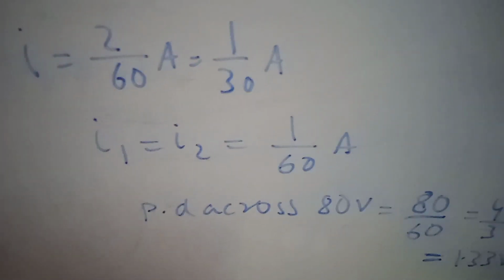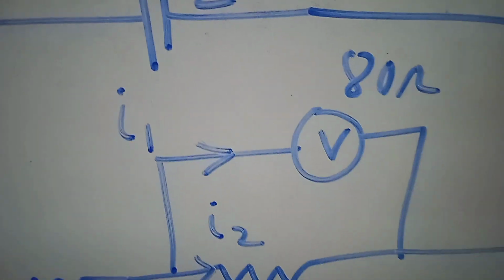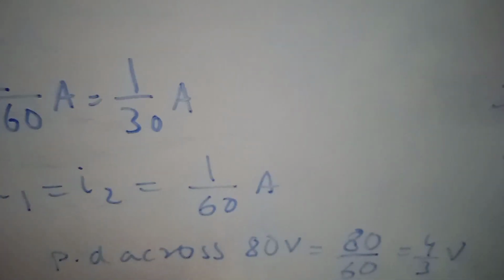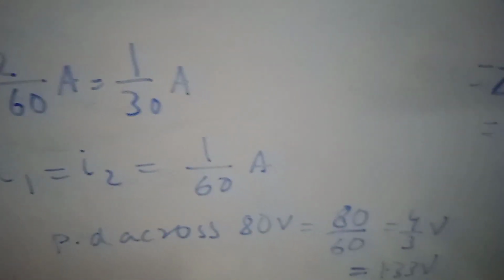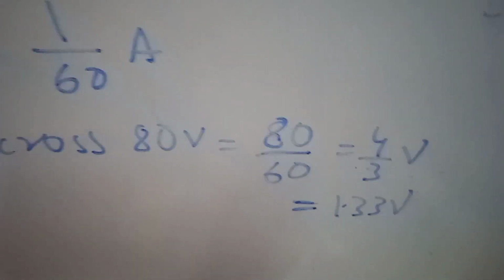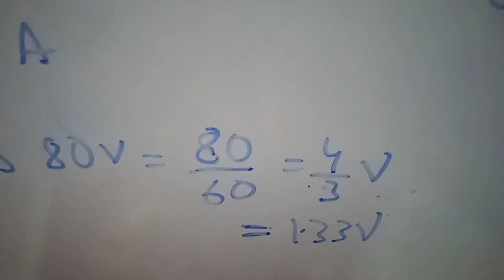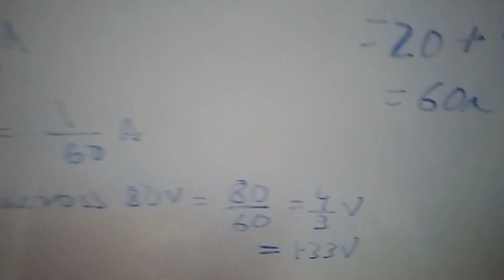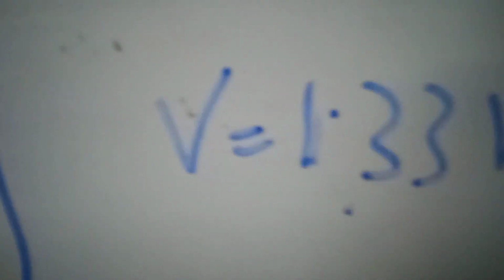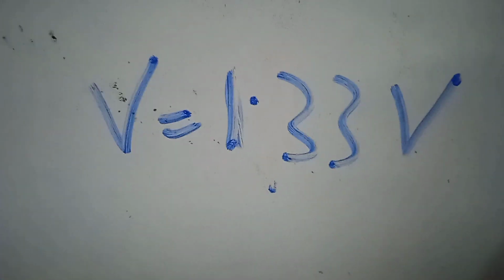So what is the potential difference across the 80 ohm, because I1 is moving through it? So 80 into I1, and I1 is 1 by 60. So 80 divided by 60, it comes to 4 by 3, so it is 1.33 volt. That means the voltmeter reading is equal to 1.33 volt.